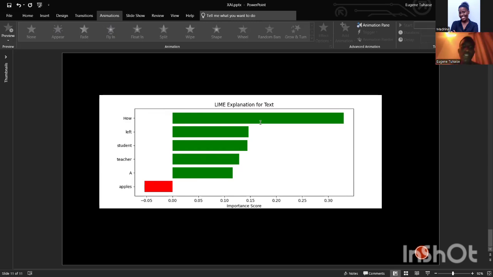It will look at the words, not the numbers, and determine how important each of these words is. In this case, the words how, student, and left are more important than the word apples. You can find that apples have a negative importance score, and the model is not going to care about that.